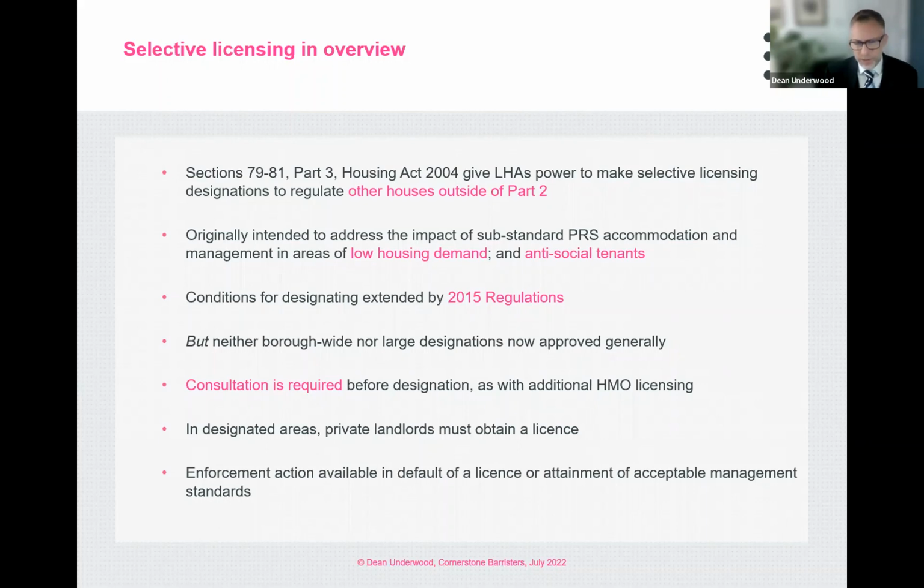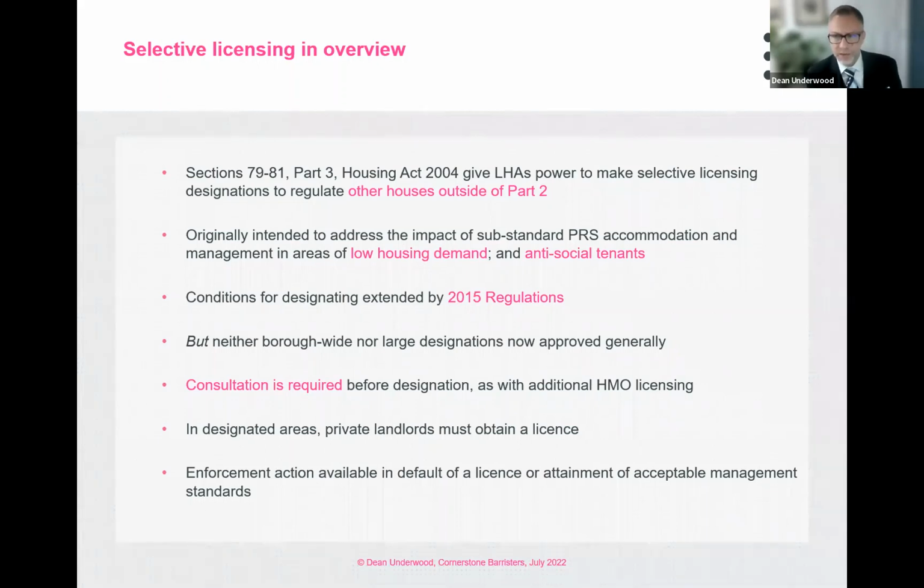Selective licensing was originally intended to address the impact of substandard privately rented accommodation and substandard management in areas of low housing demand and problems caused by antisocial behaviour and antisocial tenants. And as we'll come on to see in due course, low housing demand and antisocial behaviour are the two general conditions or grounds for designating an area as subject to selective licensing. And they've since been extended by 4 further grounds or conditions by regulations made in 2015. We'll come on to those in due course. Critically, however, neither borough-wide nor large-scale designations are now approved generally in England.